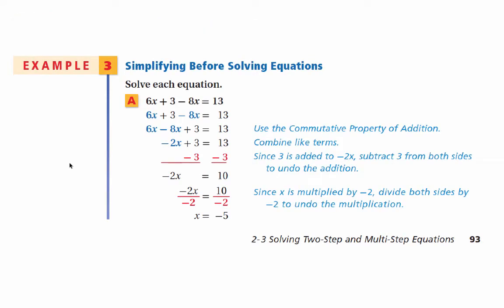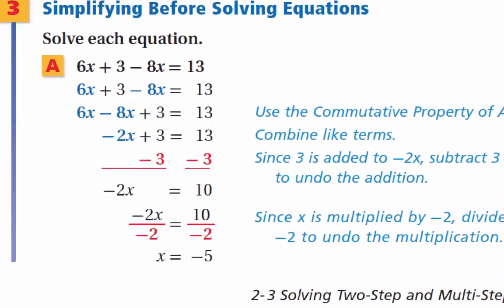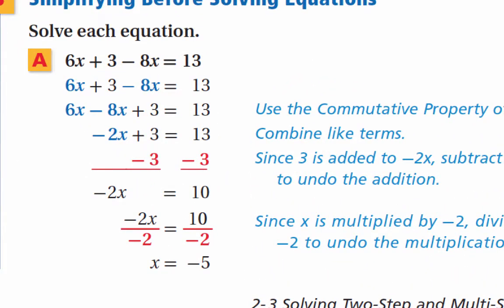Now this next example has 2 parts, a part A and a part B. Sometimes you're going to have to know how to simplify before solving the equation. So let's look at the equation that we have. 6x plus 3 minus 8x equals 13. Notice I have two terms here that both have an x. These are called like terms. And so it's important before I try to solve that I simplify.